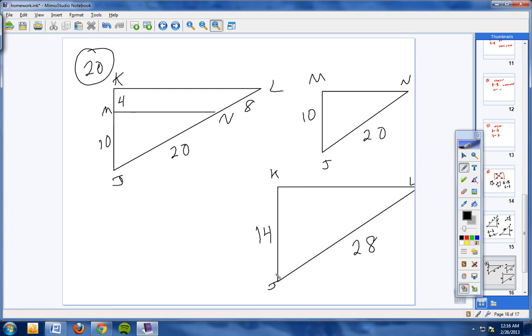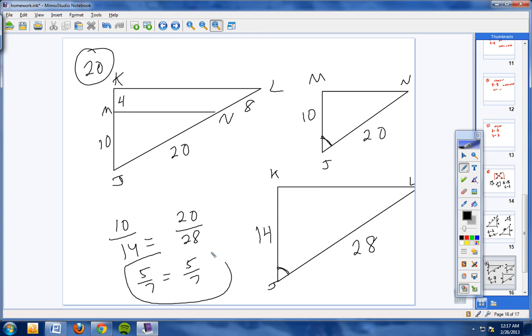You can see what angle they share. They share angle J. So we have side angle side, side angle side. The angles are congruent. So we're going to put our smallest side here, 10, with the smallest side down here, which is 14. And then 20 over 28. Reduce, and you get 5/7. And reduce by 4, and you would get 5/7. All right, so yes, these two triangles are similar. Alright, moving on to 21 through 26.